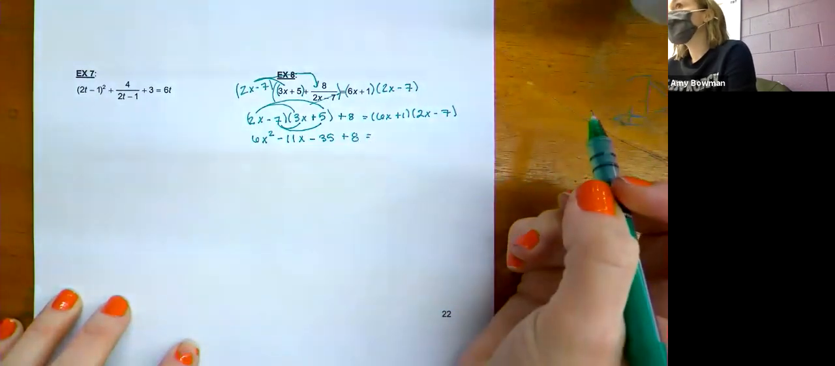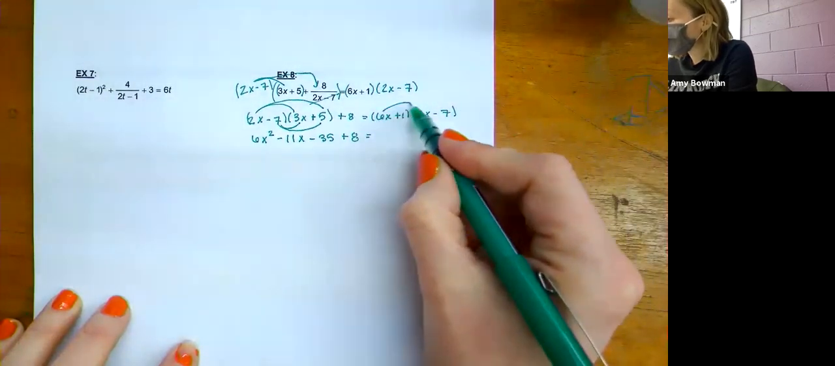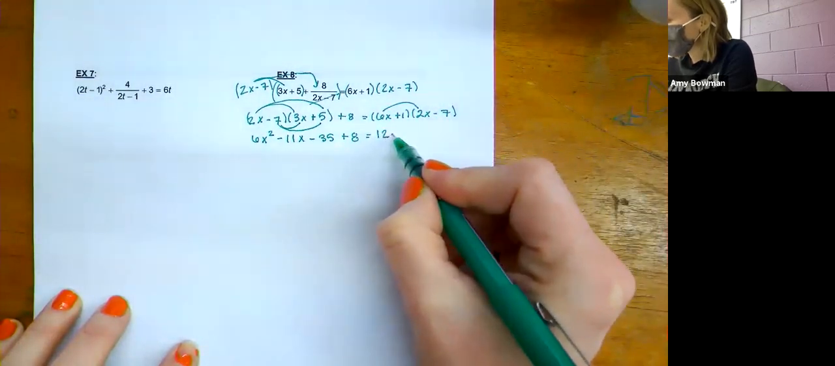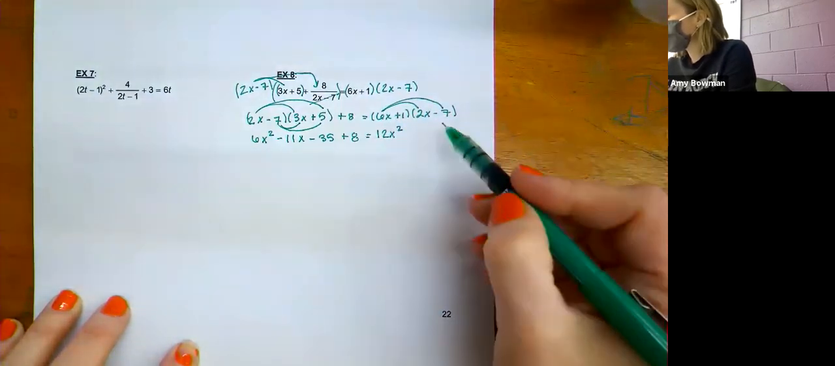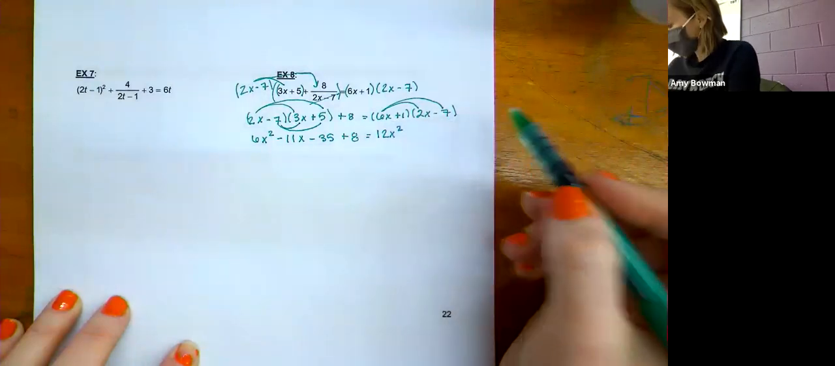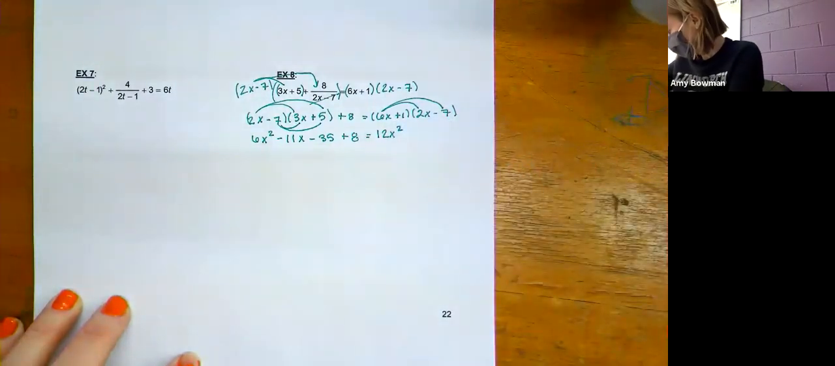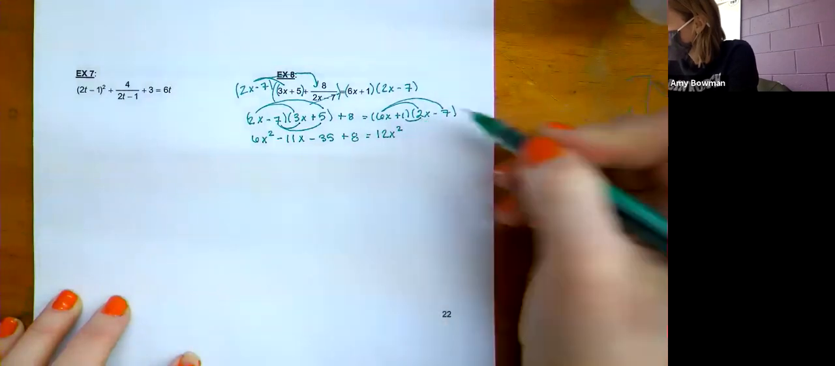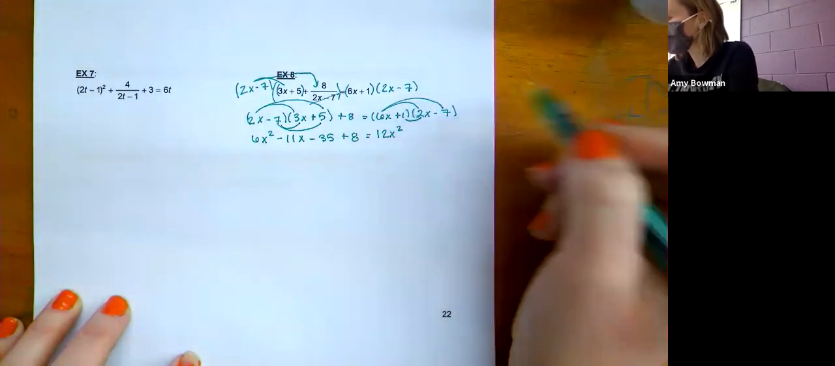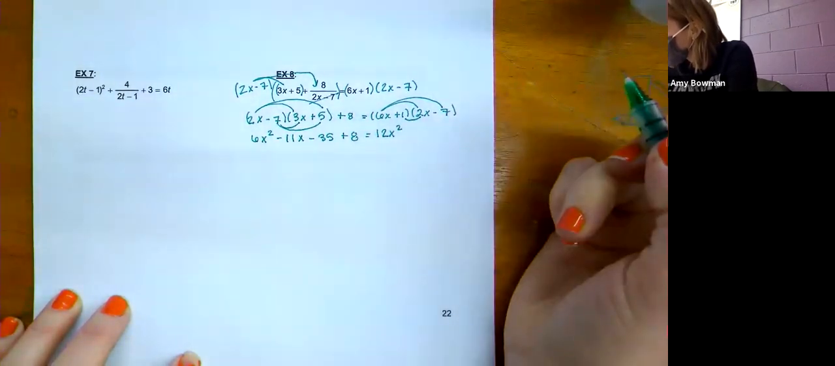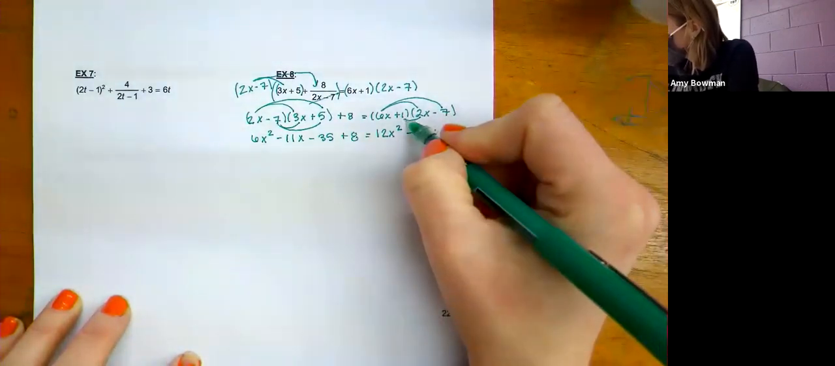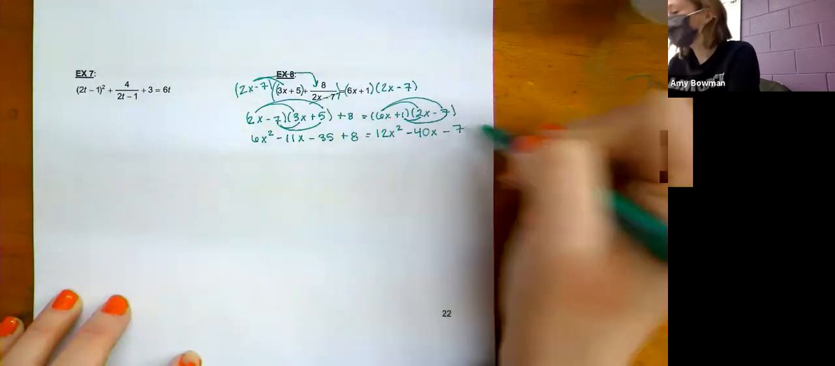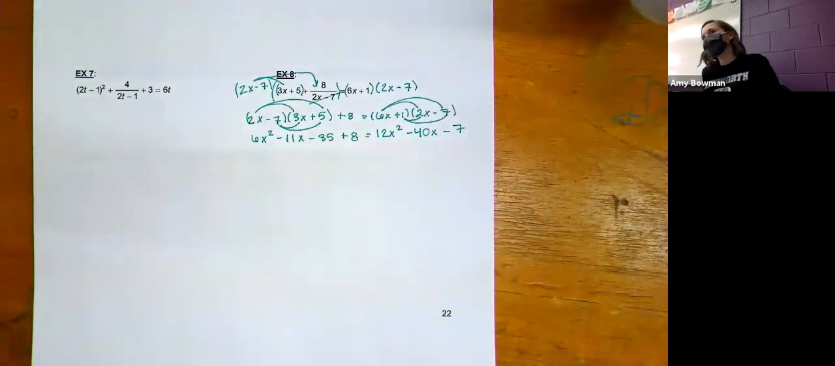Then same thing on the right-hand side. I've got two binomials, so I'm going to distribute. 12x squared. 6x times negative 7 is negative 42x. Is that right? And then 1 times 2x. So negative 42x plus 2x. Just making sure. 1 times negative 7. Good? Okay, fractions are gone.